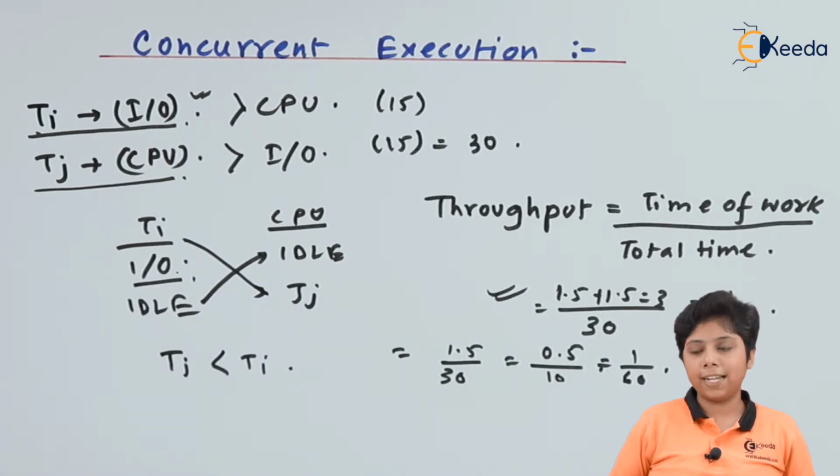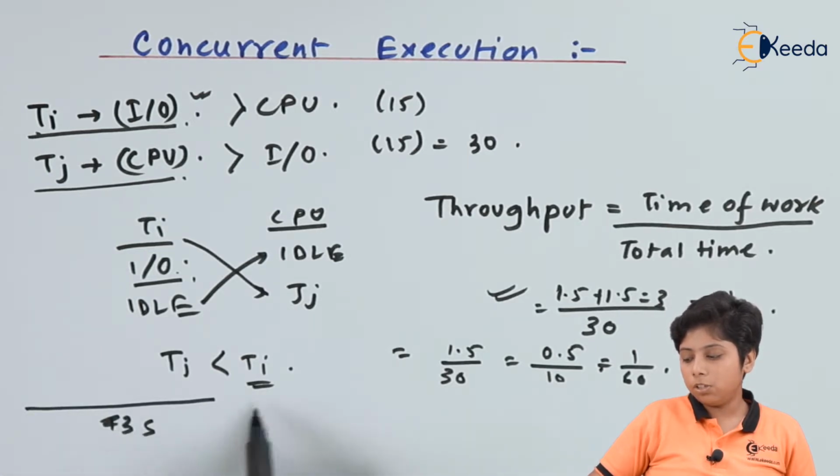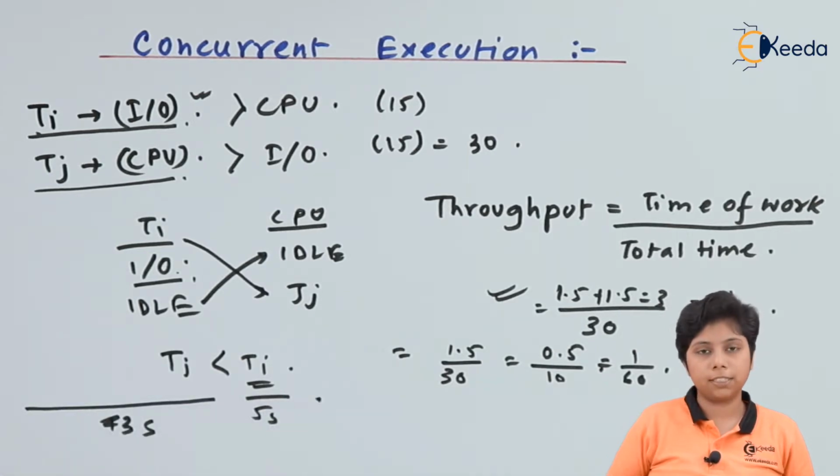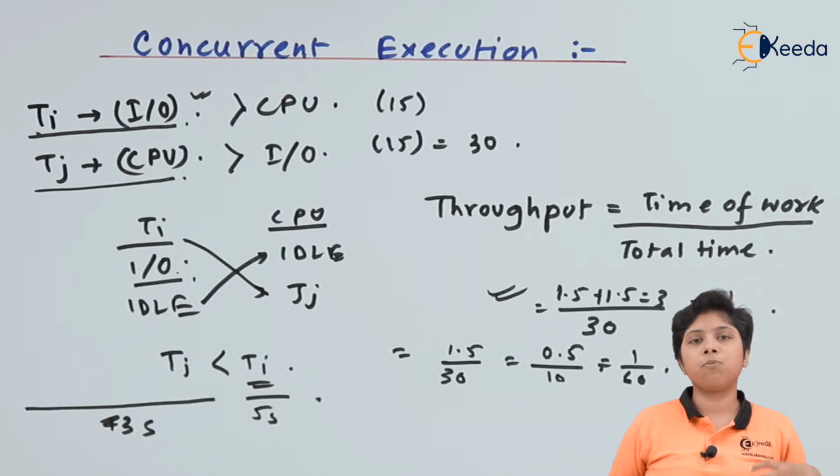Now we can say that TI needs to wait for a 43 second interval to perform its 5 second task. So it is not desirable to wait such a long time for a shorter transaction, which will increase the average response time. Our system will need to reduce the average response time.